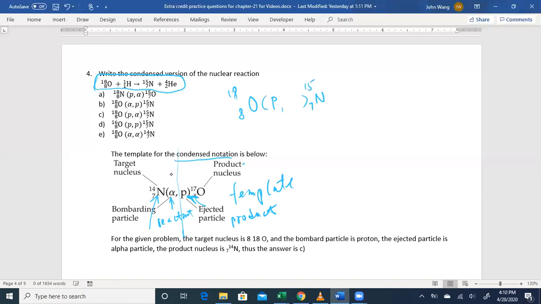The inside will be those small particles. So we have this helium-4, which means alpha particle. So you can write alpha particle. Therefore, the answer looks like C.